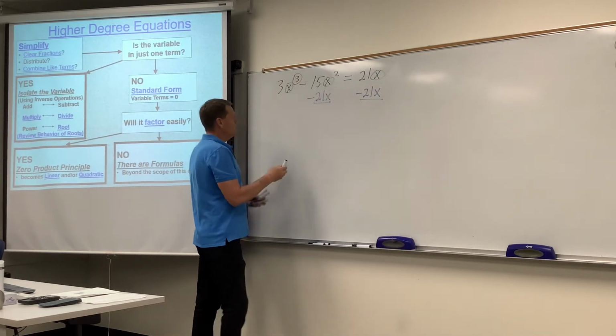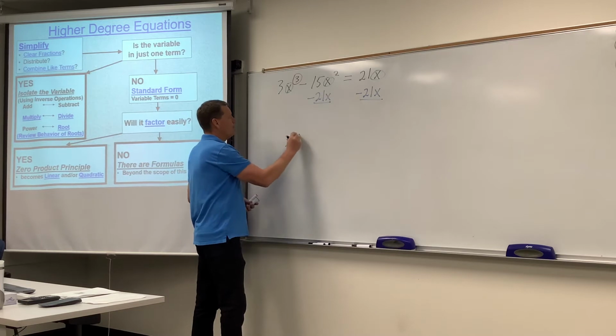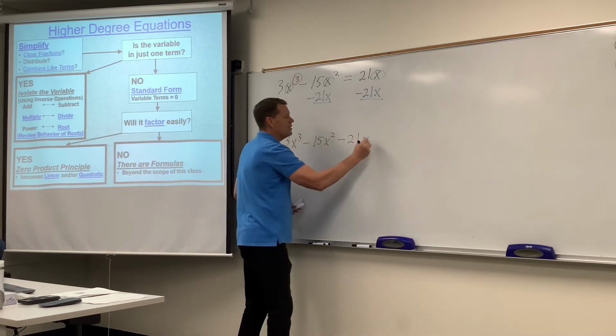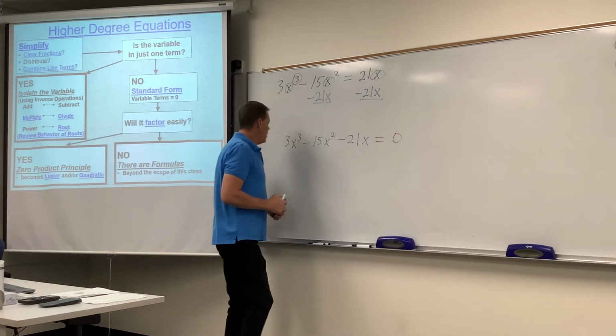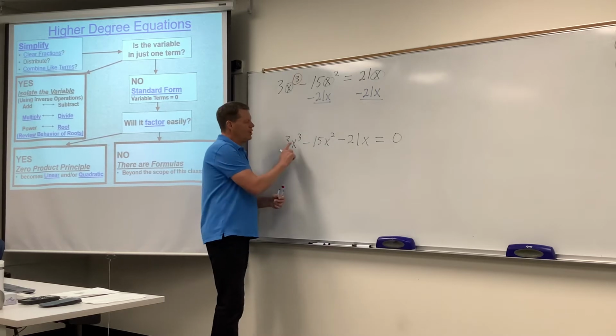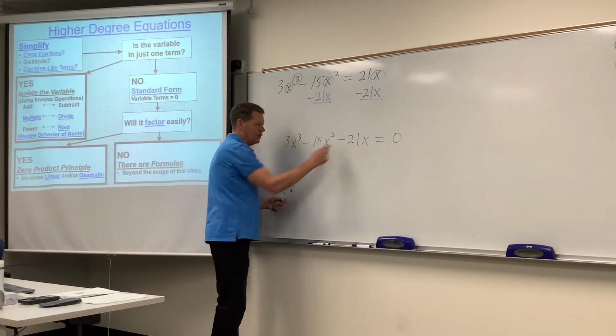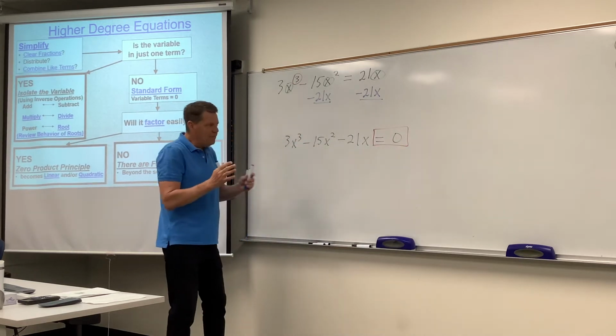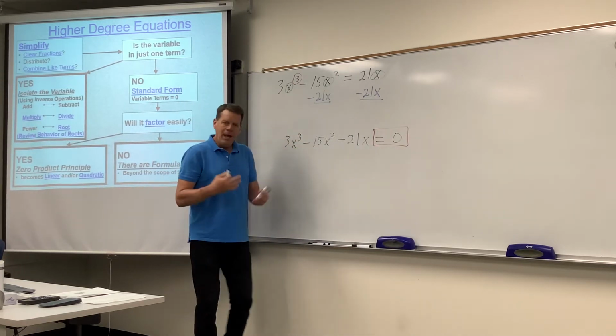So at this juncture, we would have 3x cubed minus 15x squared minus 21x equals 0. By the way, notice I'm thinking ahead. We're going to look into factoring here in a minute, and so I made sure to put those powers from highest to lowest in descending order as we've mentioned. So there's standard form. It equals 0.